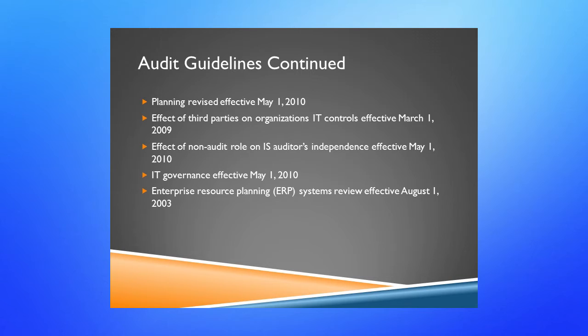Effect of third parties on organizations' IT controls, which is effective March 1st, 2009. Here the guidelines are going to talk about your involvement in doing the audit to reach certain, of course, ISACA standards and COBIT, and being able to do evaluations of third parties that are working with the organization that you're auditing, and their effect based on your standards of the audit.